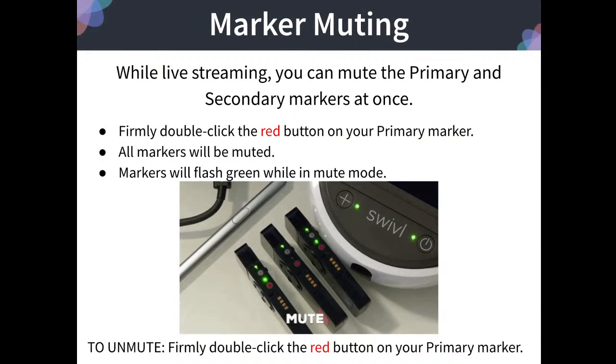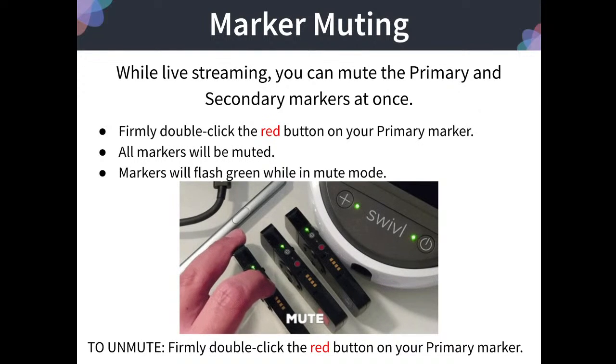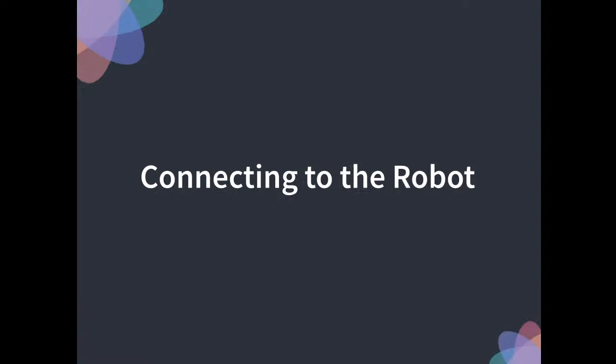So let's transition over real quickly to the muting. There is a way to mute, and you always want to learn how to do that, so you can mute your primary and secondary markers. You're going to firmly double click on the red button, which is down below your green ones, and they will all be muted. They're flashing while they're in mute mode, so as long as you see it flashing, you know. To unmute it, you again are going to firmly double tap that, and it'll go to a straight green light.